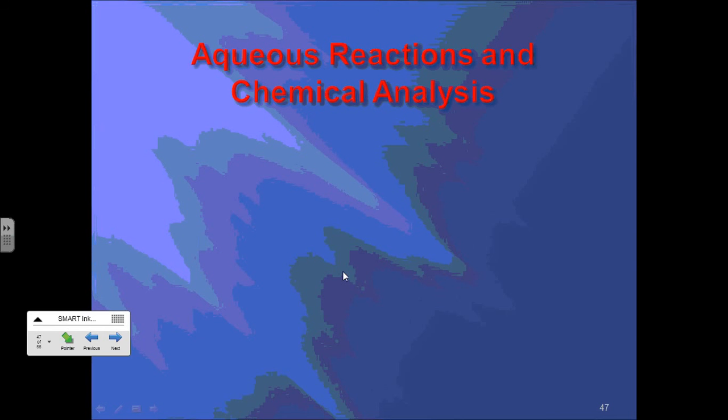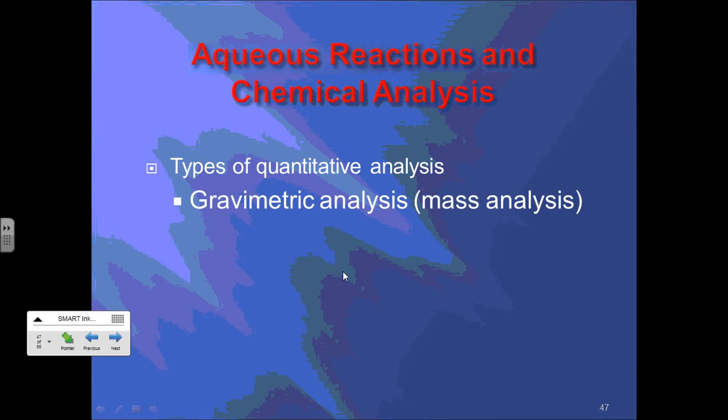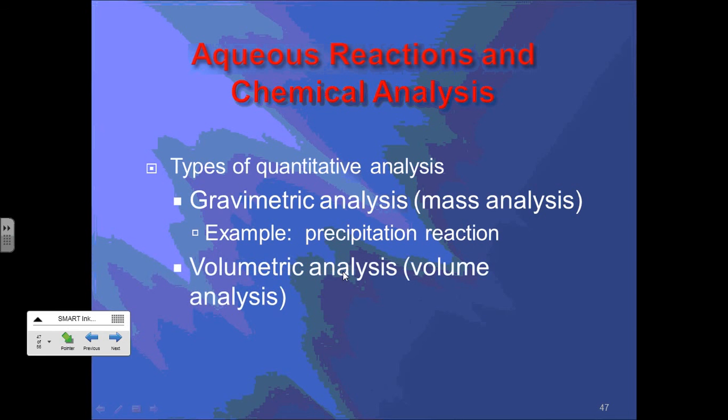Aqueous reactions and chemical analysis. Alright, so there are types of quantitative analysis. They include gravimetric analysis, in which you look at a precipitation reaction, and then there's volumetric analysis. We are now going to take a look at the application of both processes.